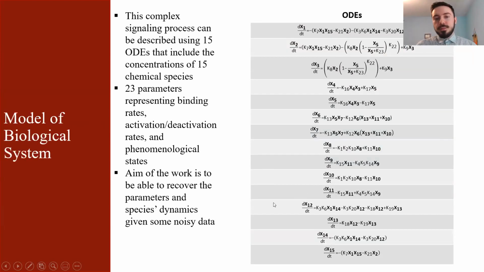This process can be modeled using 15 ODEs, modeling the concentrations of the 15 different chemical species involved in this model. There are 23 parameters in this system representing binding rates, activation and deactivation rates, and phenomenological states. The aim of this work is to be able to recover the parameters in the species dynamics given some noisy data.